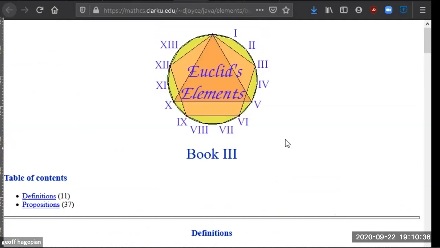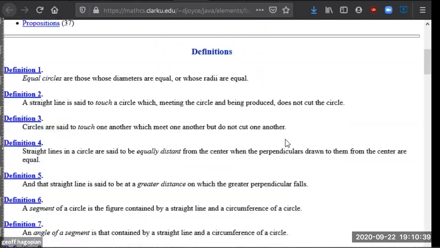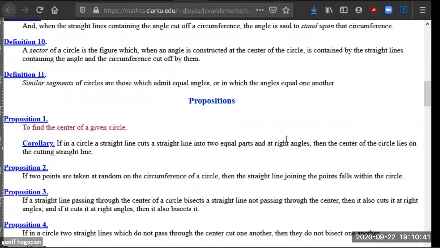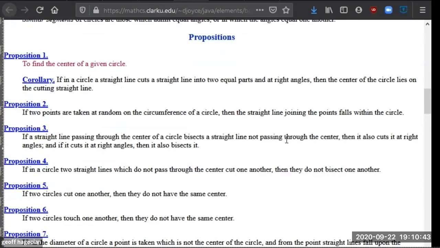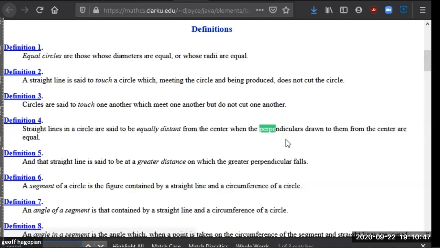Okay, so he's just going to Book 3, and can we just look for the word perpendicular in here? Definition 4: straight lines in a circle are said to be equally distant. Okay, right. How about the next one? A straight line is said to be the greater distance on which the greater perpendicular falls.